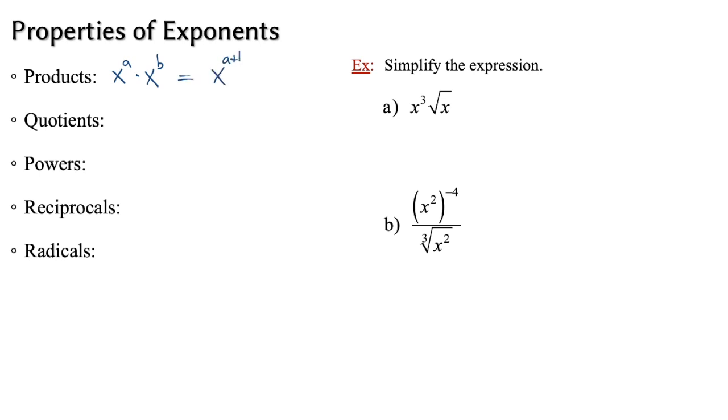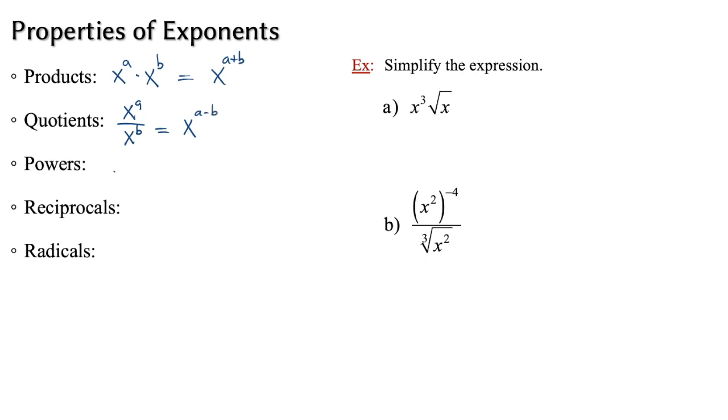sum a + b. Now in a quotient of like bases, for instance, x raised to the a divided by x raised to the b, this is where you subtract them. So the simplified version here would be our common base x, and it's the numerator's exponent minus the denominator's exponent. So this would be a - b.